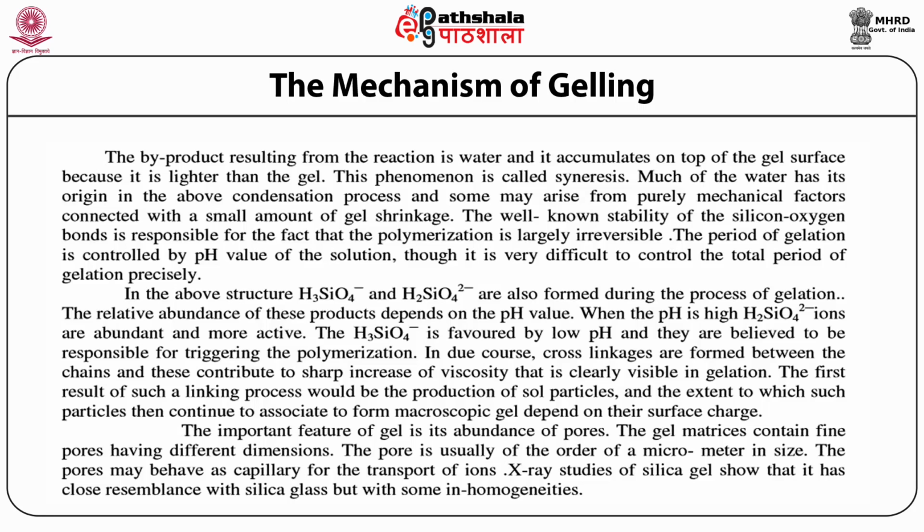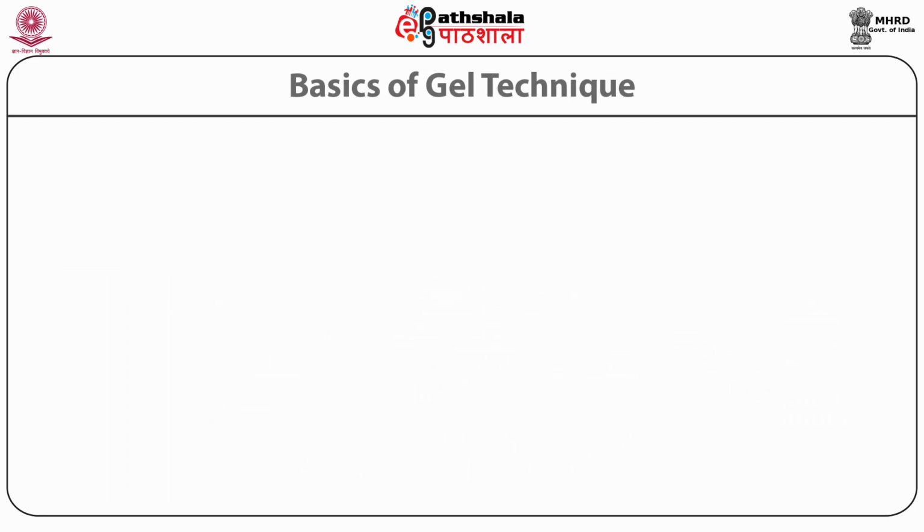The important feature of gel is its abundance of pores. The gel matrices contain fine pores having different dimensions. The pore is usually of the order of a micrometer in size. The pores may behave as capillaries for the transport of ions. X-ray studies of silica gel show that it has close resemblance with silica glass, but with some inhomogeneities.